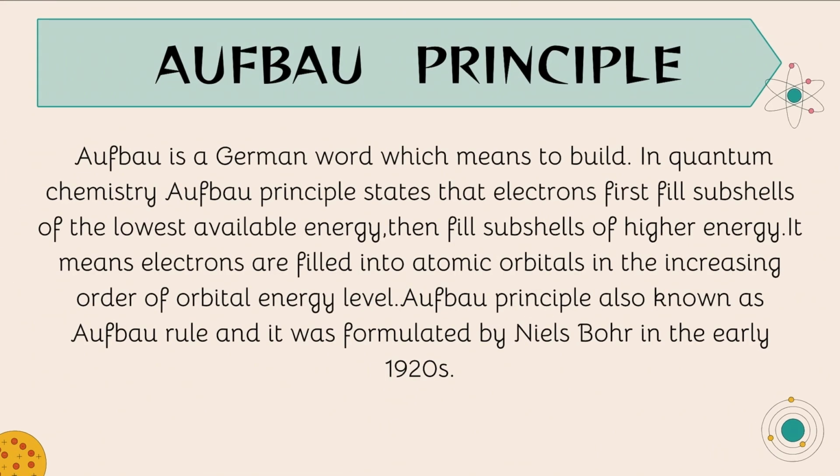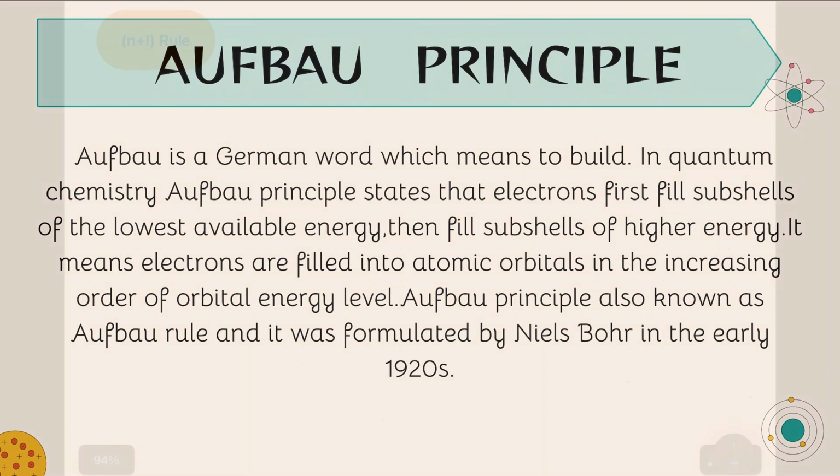Aufbau principle. Aufbau is a German word which means to build. In quantum chemistry, Aufbau principle states that electrons first fill subcells of the lowest available energy, then fill subcells of higher energy. It means electrons are filled into atomic orbitals in the increasing order of orbital energy level. Aufbau principle, also known as Aufbau rule, was formulated by Niels Bohr in the early 1920s.